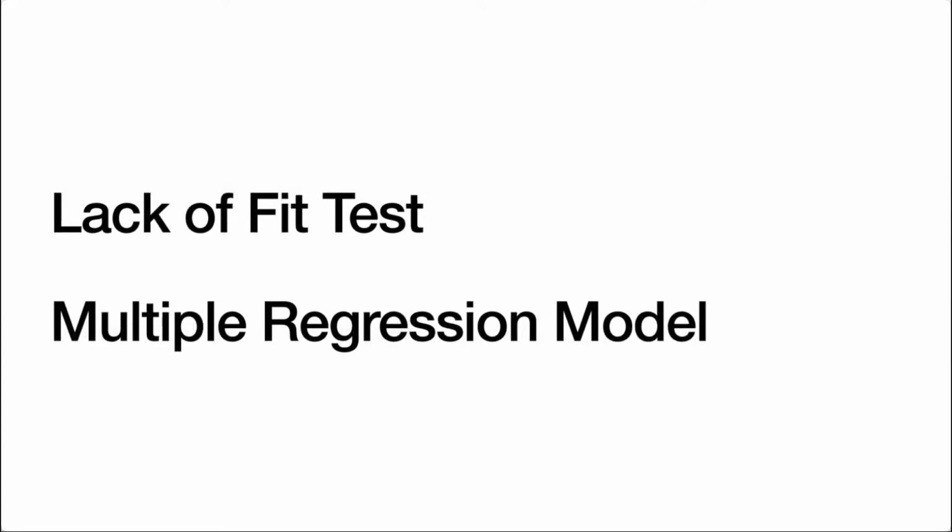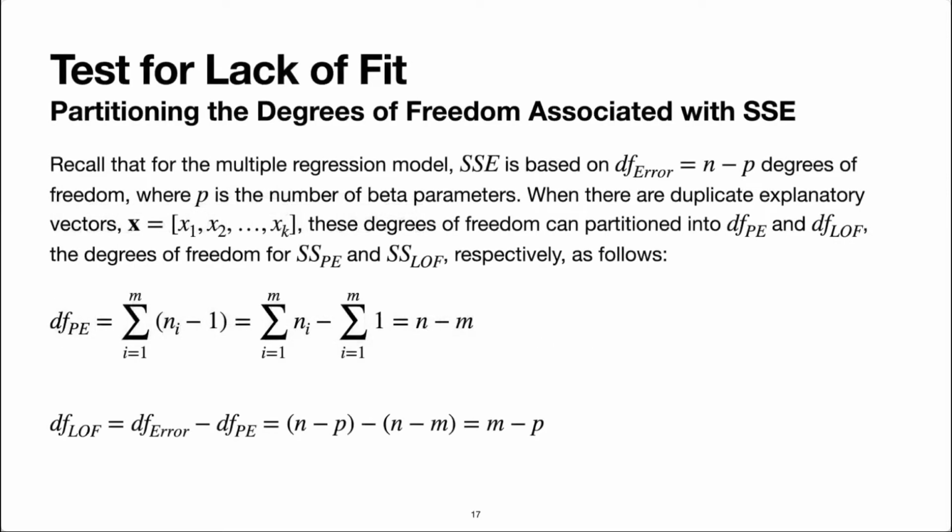Okay, now let's generalize this, and let's look at the lack of fit test for a multiple regression model. And so recall that for the multiple regression model, the sum of squares error is based on n minus p degrees of freedom, where p is the number of beta parameters. So this is the same form as it was for the simple linear regression model, the only difference being that here we don't know beforehand, at least in general, the number of beta parameters. We know in the simple linear regression model, we've got p equal to 2 beta parameters, and so we can plug that in. But in this case, this is a general framework, and so we have to leave that as p.